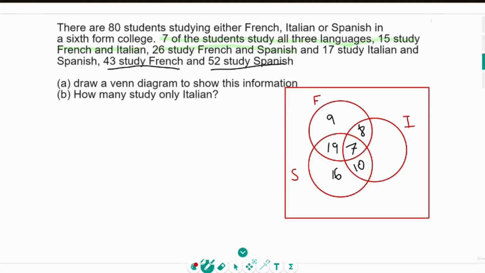Now we know there are no numbers on the outside because all 80 students study either French, Italian or Spanish, which will help us work out how many study only Italian, because we know the whole Venn diagram has to add up to 80. Let's subtract all these numbers from 80, which leaves us 11 for Italian.